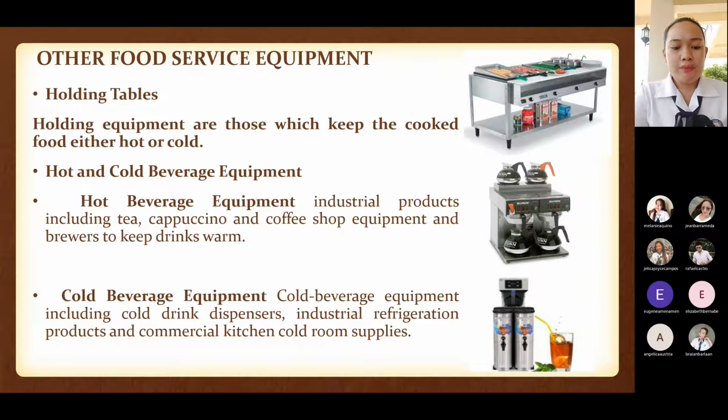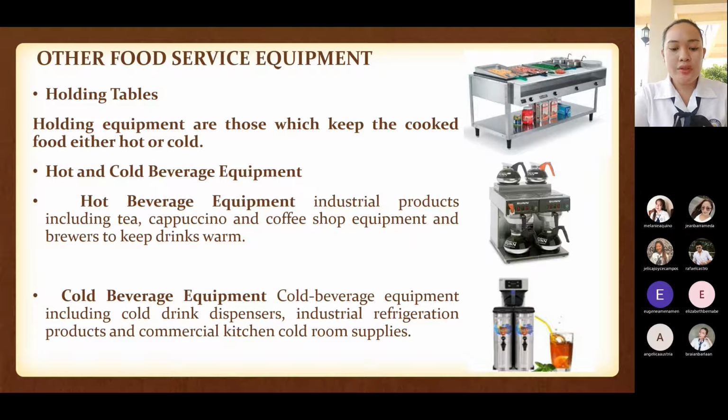Holding tables. A holding table is equipment to hold hot and cold foods and maintain their temperature. Service equipment consists of all types of equipment for serving food to customers. Hot and cold beverage equipment. Hot beverage industrial products include tea, coffee, and etc. Brewers keep drinks warm.